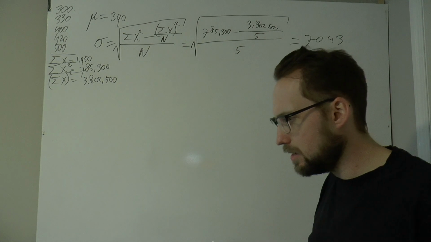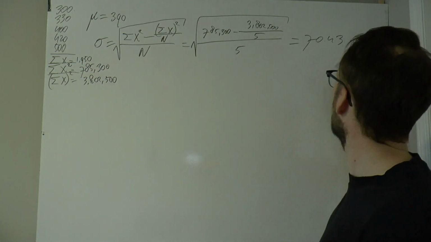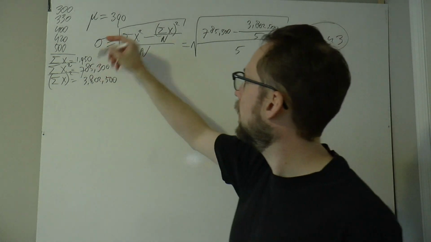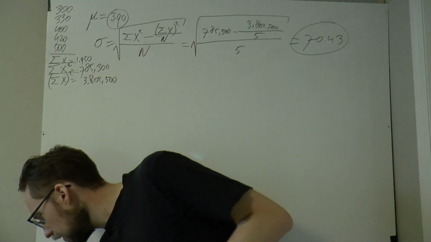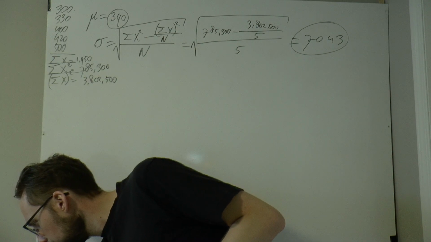Okay, 70.43. I have sigma and I have mu. I have answered my assignment. Okay, I'm just going to scroll down a little bit.